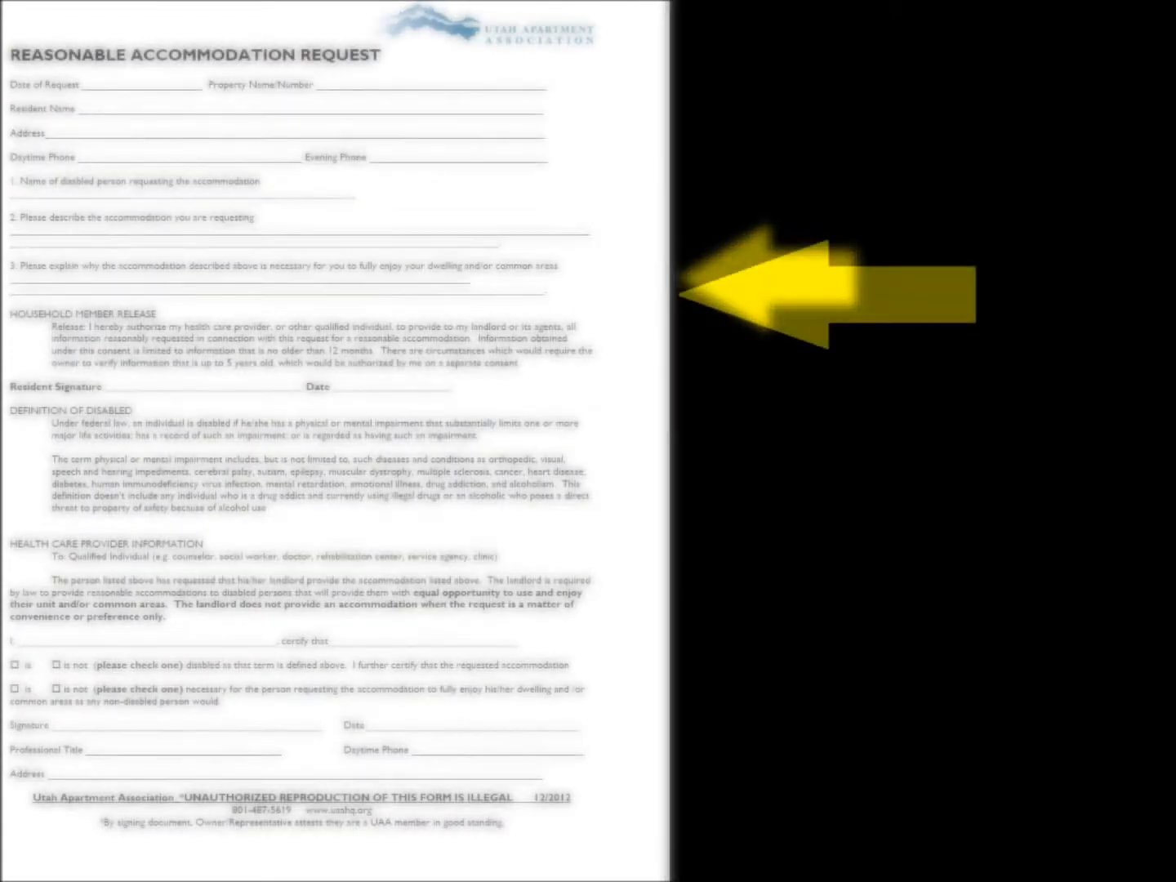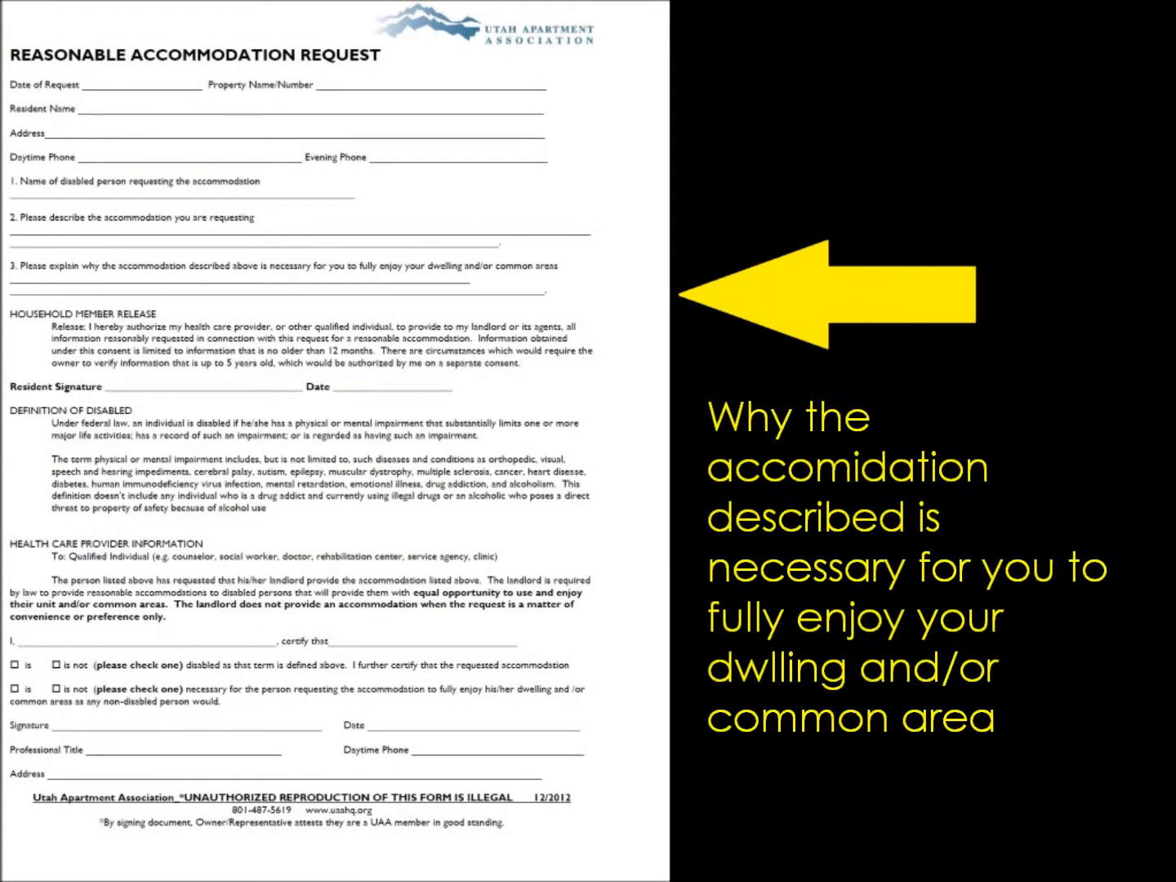And then please explain, number 3, why the accommodation described is necessary for you to fully enjoy your dwelling or common area. I might put in there, Fluffy helps regulate my bipolar disorder or my post-traumatic stress disorder. I might say I need a closer parking space because of my mobility disability. I might say that I need something for some other reason. This is the format that you get that information in.